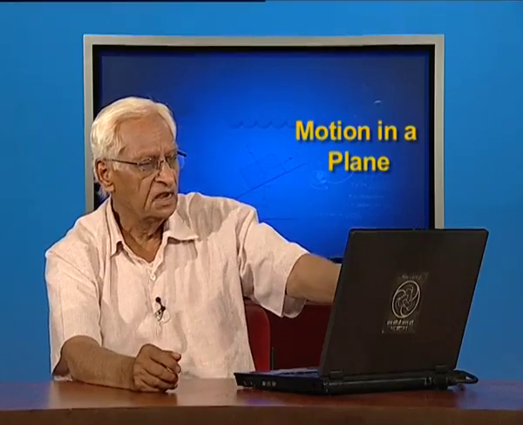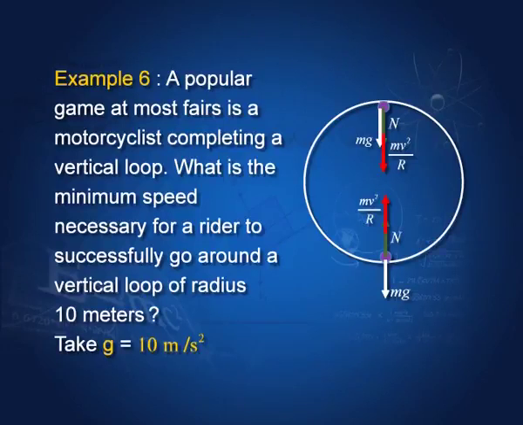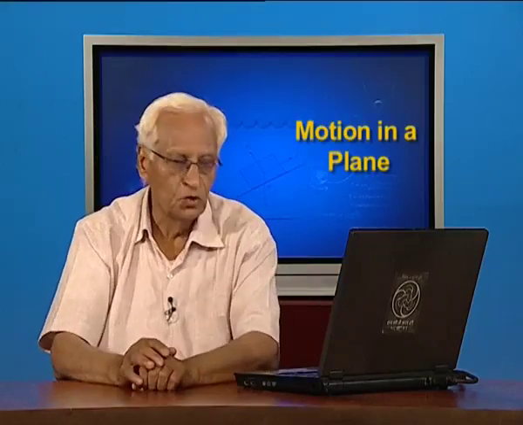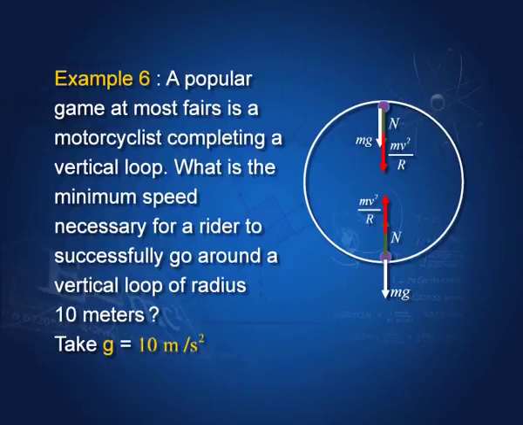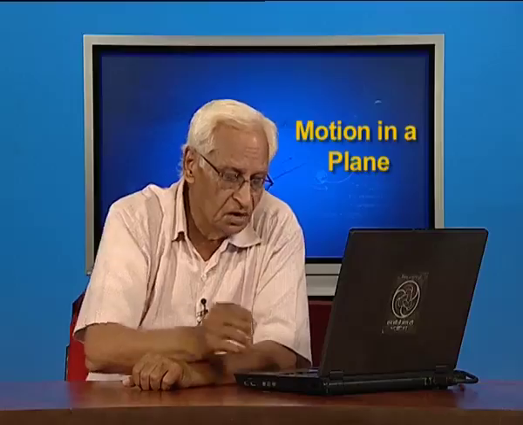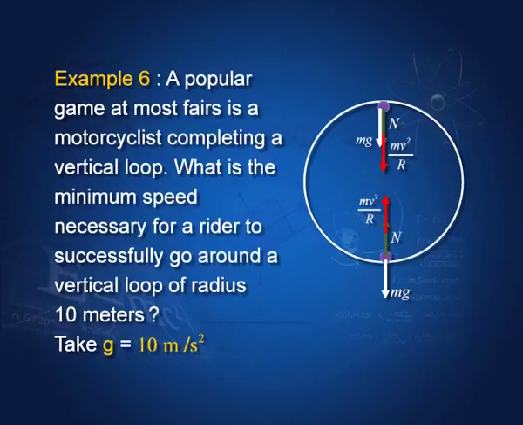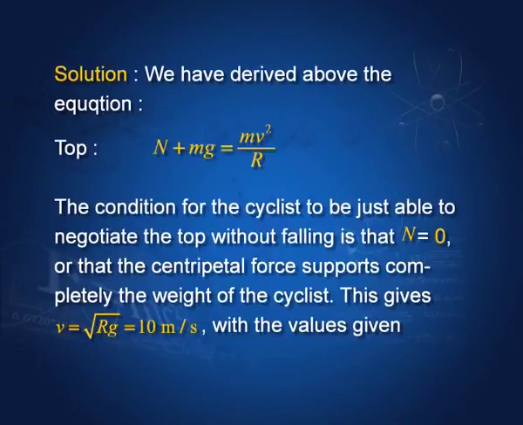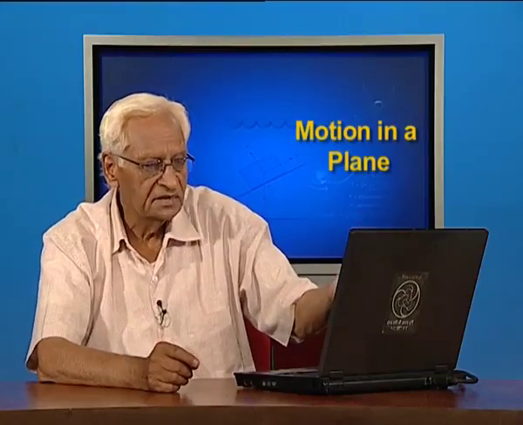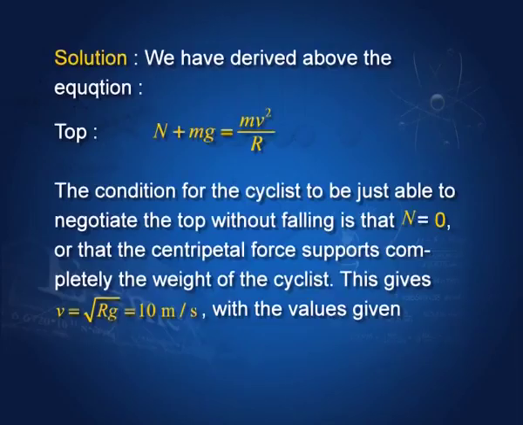What is the minimum speed necessary for a rider to successfully go around a vertical loop of radius 10 meters? You see, if that velocity is not maintained, then the poor fellow would fall. So, the person must also know the centripetal force and therefore have enough speed so that he does not fall. We have derived the above equation N plus mg equal to mv squared by r, where N is the apparent weight, and if v is such that mv squared by r is equal to mg, then the apparent weight is 0. So, if the minimum velocity is such that mv squared by r is mg, then the apparent weight of the object is 0, and therefore, it does not fall.